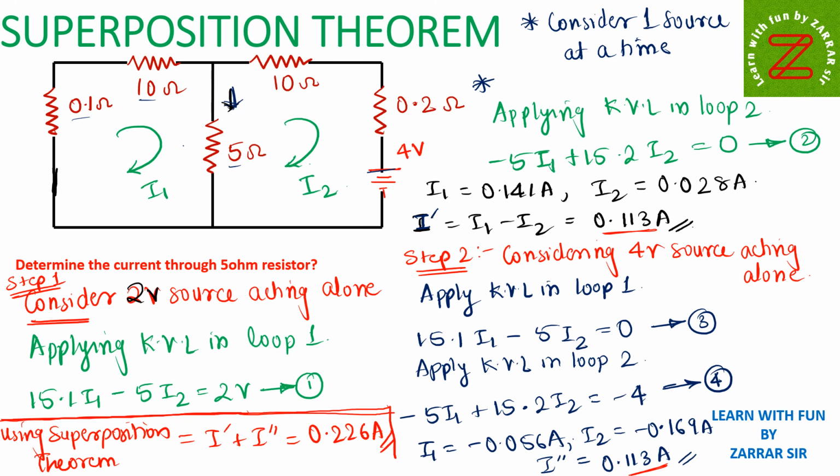Now let's consider another problem with 1 voltage source and 1 current source. Hope you understand within 10 minutes how to apply superposition theorem if you have 2 voltage sources. If you don't want to apply superposition theorem, when we are asked to do superposition, you can directly solve this using KVL, which you have already learned. Now let's take another problem with 1 voltage source and 1 current source.